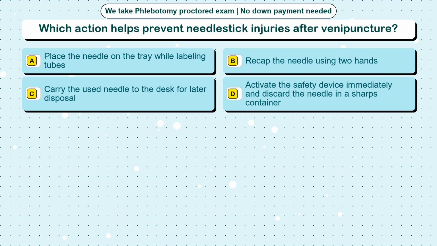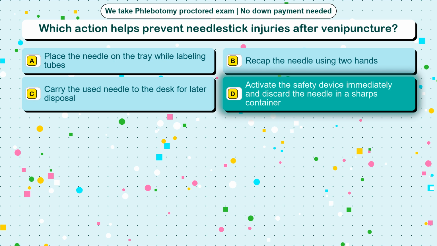Question 54. Which action helps prevent needle stick injuries after venipuncture? Option A. Place the needle on the tray while labeling tubes. Option B. Recap the needle using 2 hands. Option C. Carry the used needle to the desk for later disposal. Option D. Activate the safety device immediately and discard the needle in a sharps container. The correct answer is option D. Activate the safety device immediately and discard the needle in a sharps container.